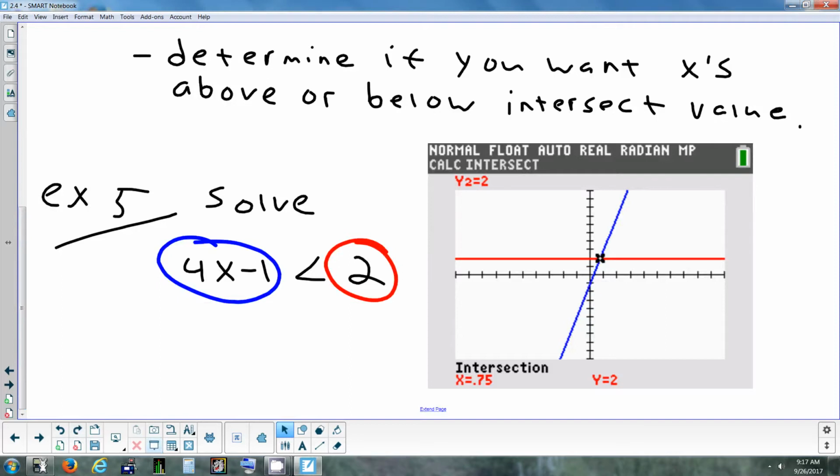And they intersect at 0.75. So would I want everything above 0.75 or below? Sam? Below. Yeah, below. We want x values that would cause the blue graph to be below the red graph. Those are the values below 0.75. If you pick a value above 0.75 for x, then the blue one is going to go above. And that's not what they want.